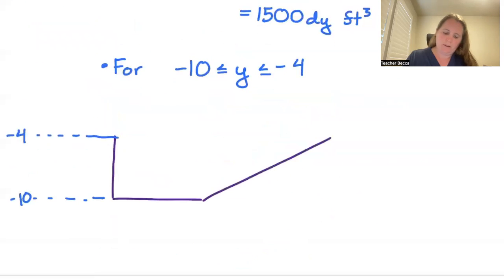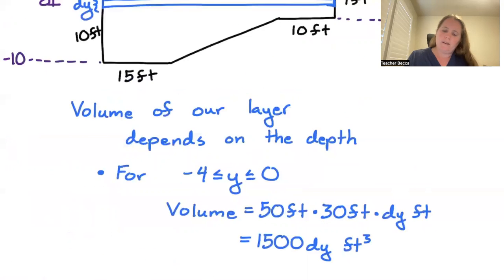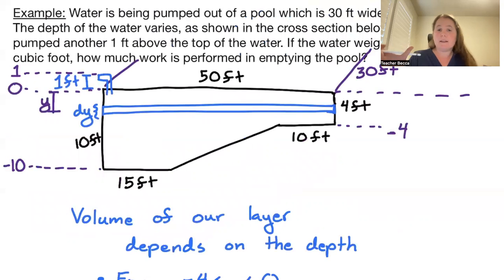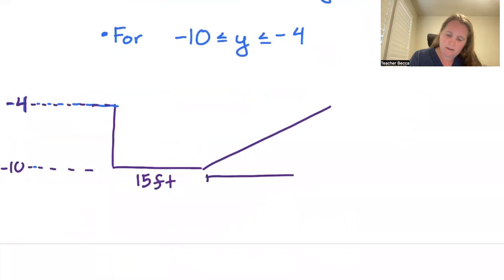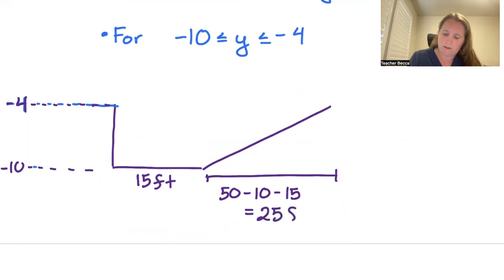We have the bottom here is length 15 feet. And then the entire length was 50 feet. We have 15 feet at that bottom and then 10 feet flat on the side. Leaves us with this length must be 50 minus 10 minus 15, otherwise known as 25 feet.